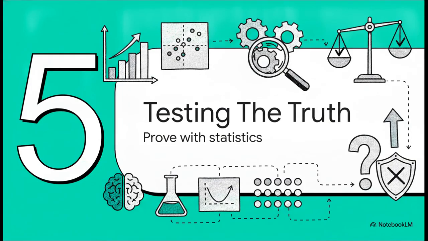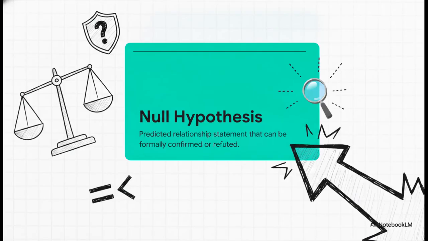Finally, we hit Section 5. Testing the truth, proving it with statistics. So before we even touch a calculator, we have to formulate what's called a null hypothesis. This is the baseline assumption that there is absolutely zero difference or relationship between our variables. I know it sounds counterintuitive, but this is the very cornerstone of scientific research.